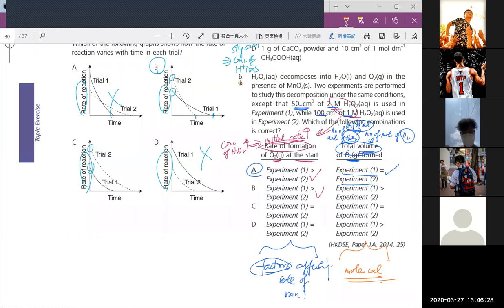Limiting, Zhang Gaowing, take a look at question 6. We just have one reactant. How come you say it is limiting? Do you know the equation? The equation is we have H2O2 decomposing to water and oxygen, right? So just this one. How come you say that it is limiting?